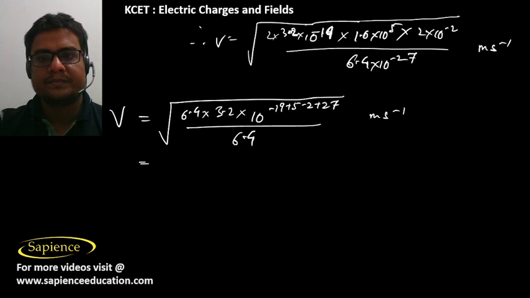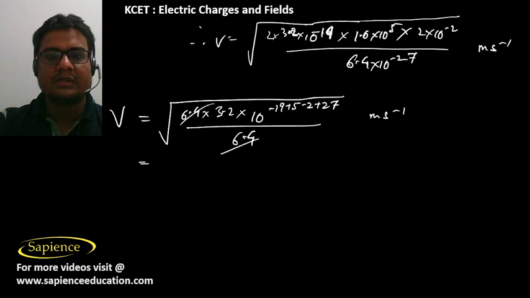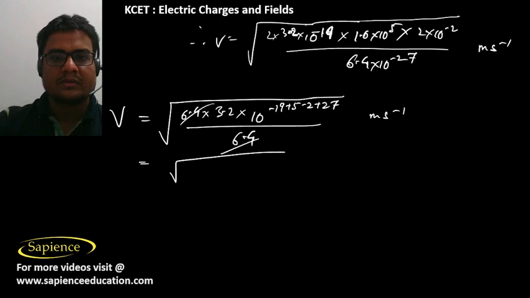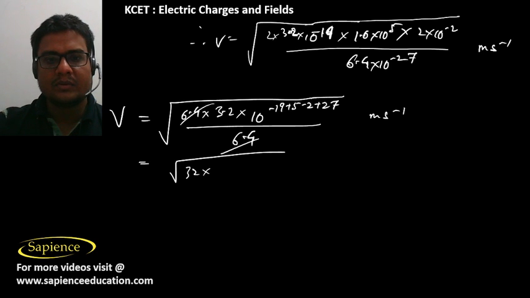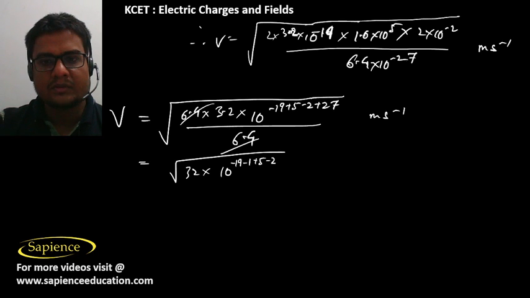Okay, so divided by 6.4, so 6.4 and 6.4 will cancel out, so then we will have square root of 32 into 10 power minus 1, so this is 10 power minus 19 minus 1 plus 5 minus 2 plus 27, this much meter per second.